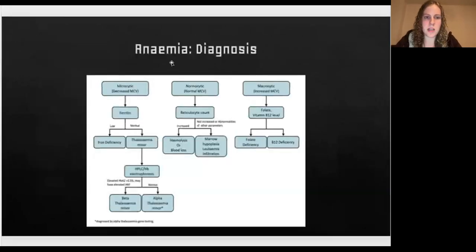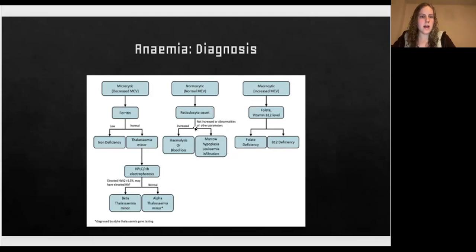Quickly going through anemia in general. First, you want to categorize it. Is it microcytic, normocytic, or macrocytic by looking at the mean cell volume? If it's microcytic, it's usually either iron deficiency or hemoglobinopathy, such as thalassemia. You can decide that by looking at the ferritin. If the ferritin is low, then it's iron deficiency. If it's normal, then it's more likely to be hemoglobinopathy. You might want to do an electrophoresis.